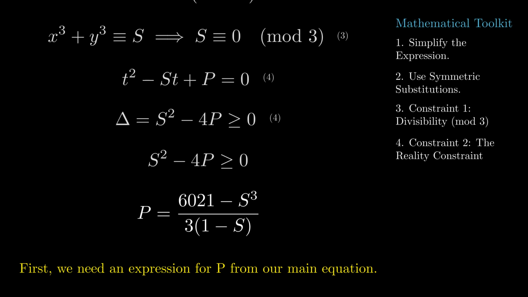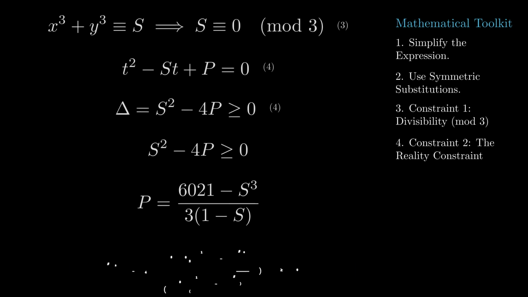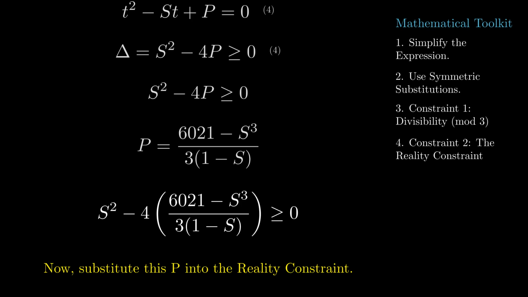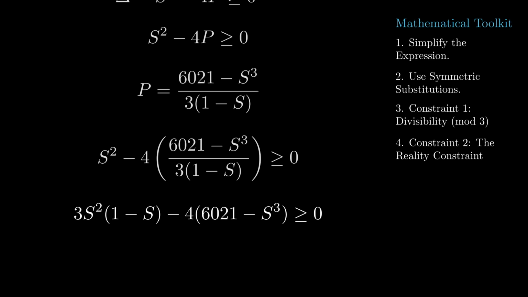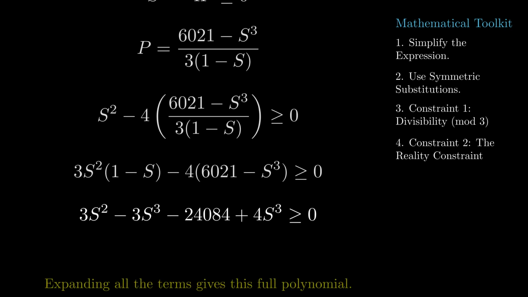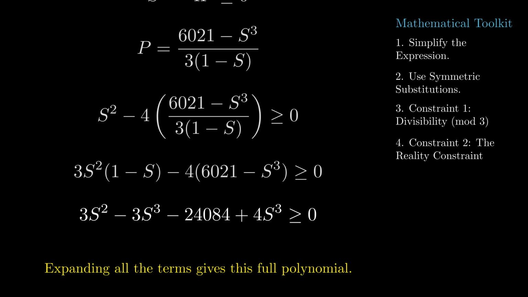First, we need an expression for p. We can rearrange our main s-p equation to isolate it. Now, we perform the crucial substitution, replacing p in our inequality with this large expression. To solve this, our first step is to clear the fraction by multiplying by 3 times 1 minus s. Expanding the terms gives us this full polynomial inequality.